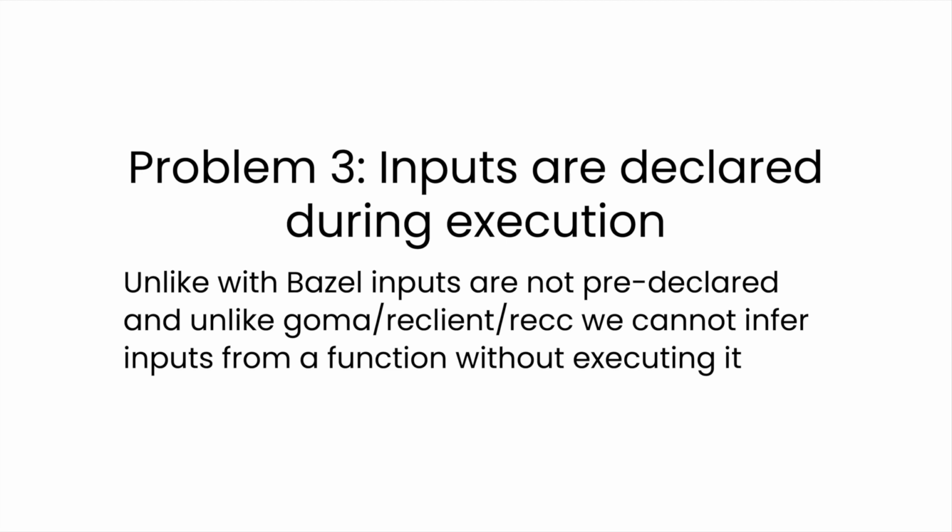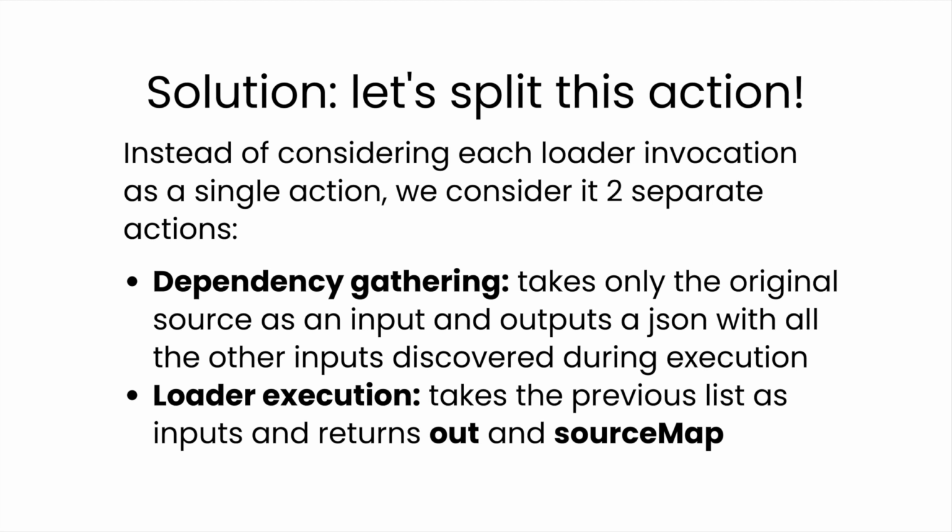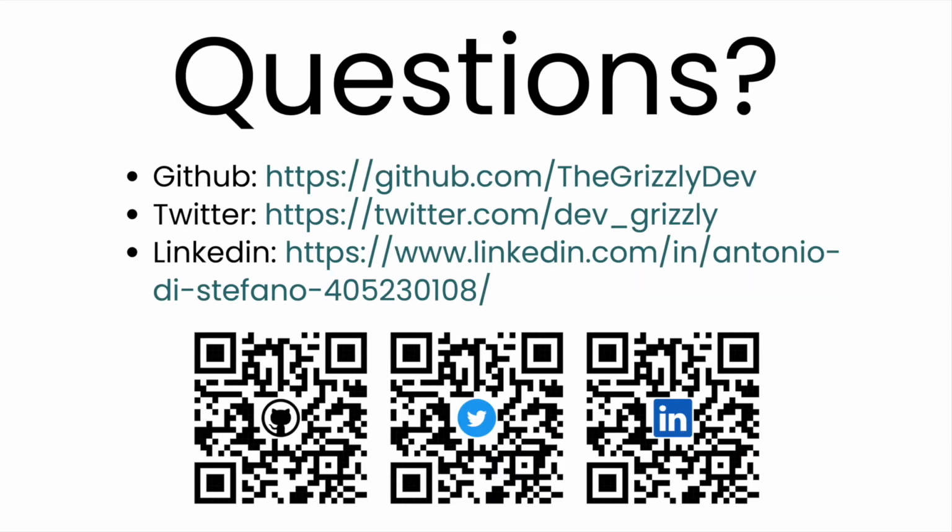Problem number 3: inputs are declared during execution. What we can do here is either take the approach of reclient of inferring commands, but then we would need to execute that function because it's opaque. And that would basically mean running the whole loader. So we split it into dependency gathering and loader execution, and we can cache these two parts separately. This is the bit that is not complete just yet. Dependency gathering as it is right now can actually cause some serious problems, so this is the bit that I've yet to figure out. But if you split them into two parts, then you can also cache them separately and basically act like Goma and reclient do. And that's it.